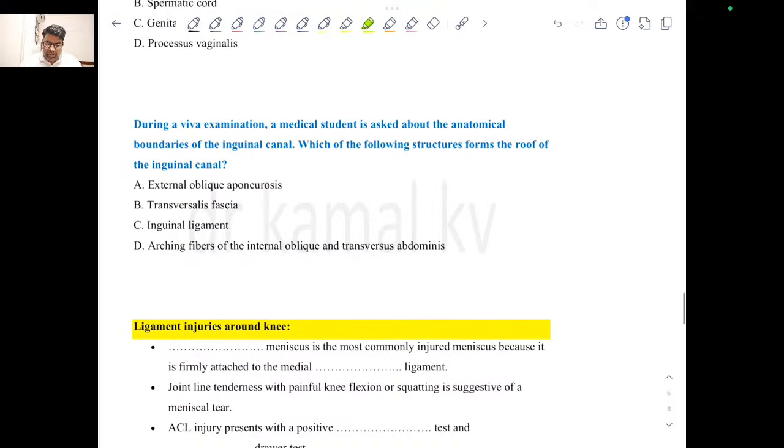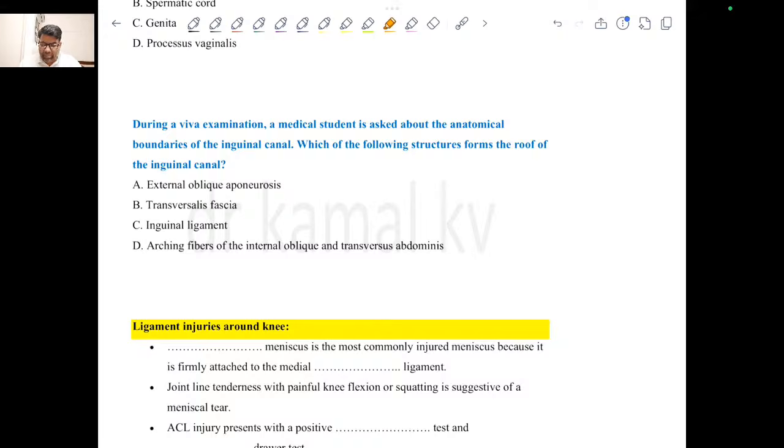Next question. During a viva examination, a medical student is asked about the anatomical boundaries of the inguinal canal. Which of the following structures forms the roof of the inguinal canal? So, roof of the inguinal canal. Now, I think everyone can answer this. We have already discussed what forms the anterior wall, the posterior wall, the floor, and the roof. So, yes, anyone?